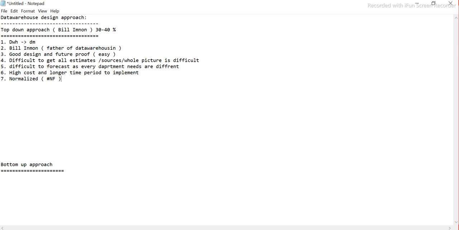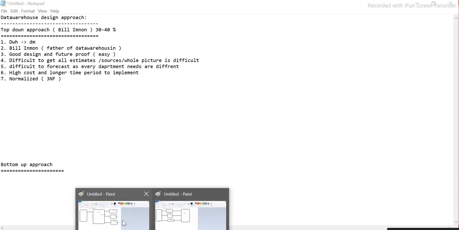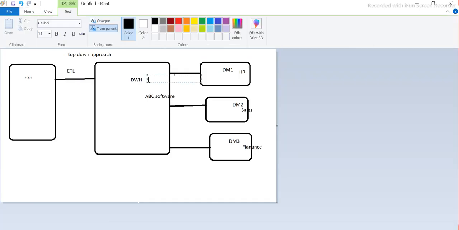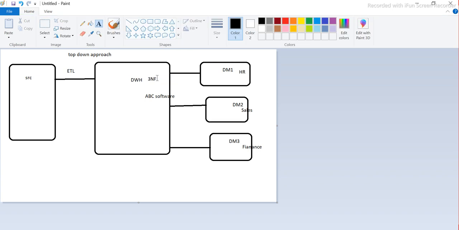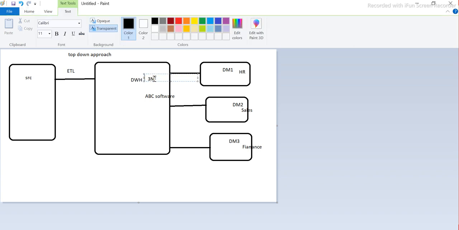Your data warehouse will be in three normal form, 3NF, here. I'll talk about normalization of data warehouse databases at a later point of time. I think I have not covered it in any video. If I've not covered it, I will try to show you.